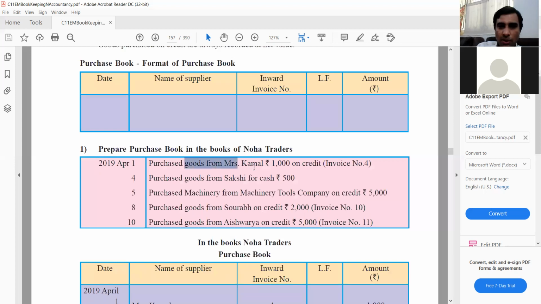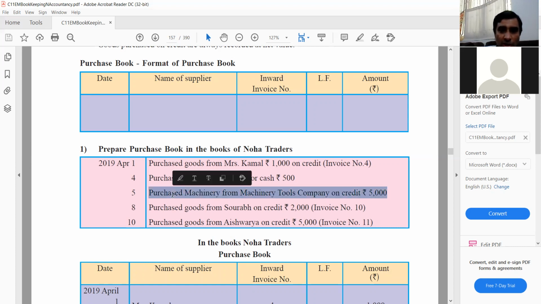Purchased goods from Kamal, 1000 on credit. Purchase goods from Sakshi for cash. So the moment you see this, purchase goods from Sakshi for cash, you know that this entry will not come in the purchase book. Why? Because these goods have not been purchased on credit. They have been purchased for cash. This entry will come in the cash book and not in the purchase book.